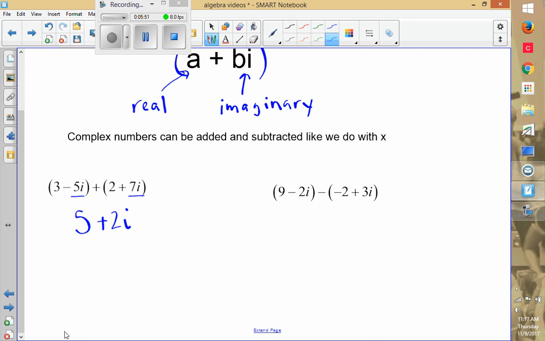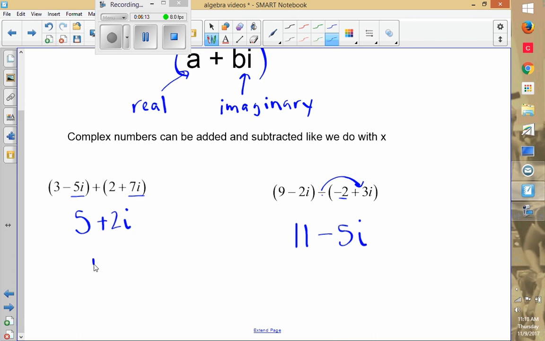So you can add complex numbers, you can subtract complex numbers. This is going to be the same as we've always done. You're going to have 9 minus negative 2 become 9 plus 2, which is 11. And negative 2i minus 3i is going to become negative 5i.